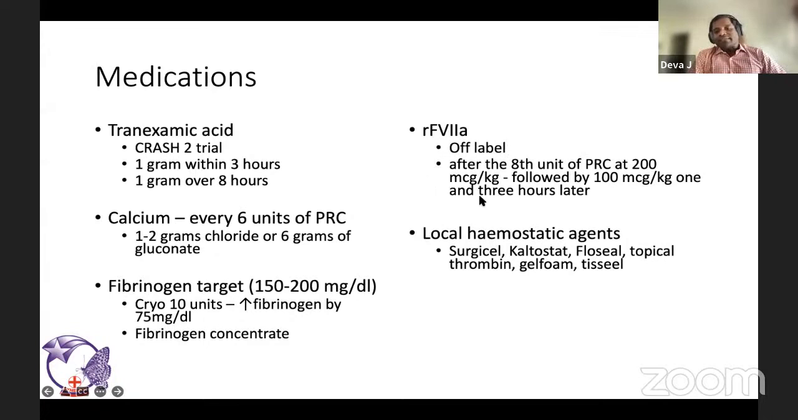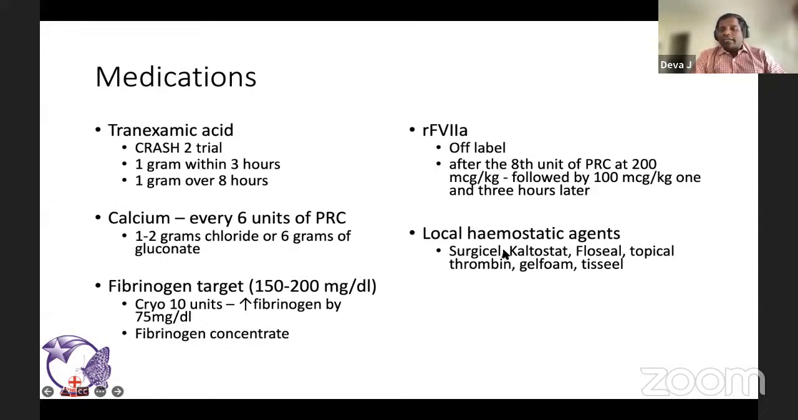What about rFVIIa, an exciting product? We talk a lot about it, but we use very little of it. It's an off-label indication in trauma. So as a suggestion, after the 8th unit of blood, you can give 200 microgram per kilo followed by 100 microgram per kilo 1 and 3 hours later. It can be used, but remember that it's an off-label indication.